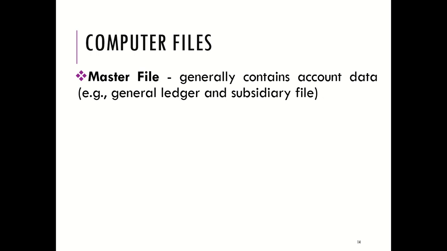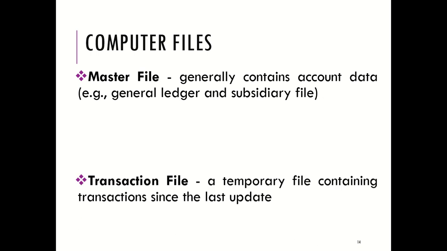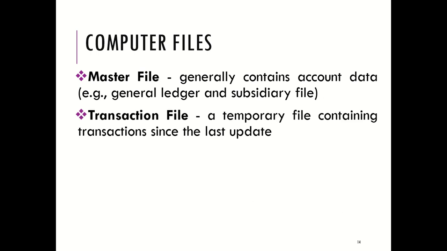So, we have number 1, the master file. This master file generally contains the account data, so kung ano yung nasa general ledger or even the subsidiary ledger file. Then, another would be the transaction file. It is a temporary file containing transactions since the last update. Examples of these transaction files are yung mga sales order, inventory receipt, at saka yung cash receipts.